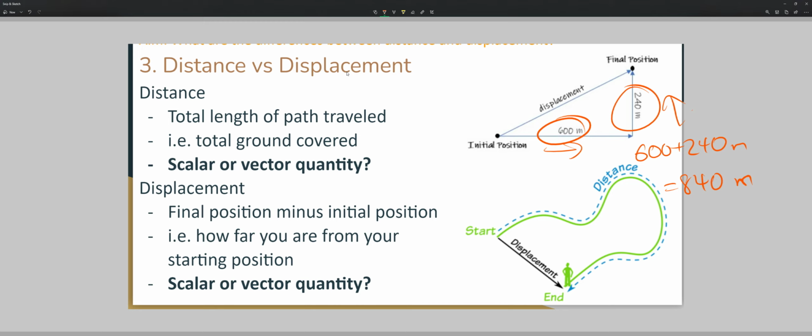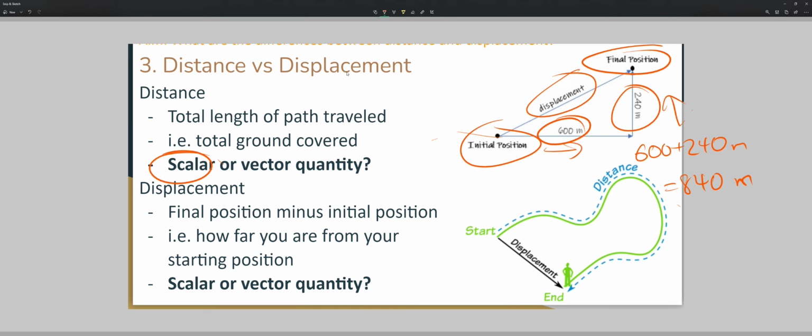Alternatively, for displacement, you care where you are. Displacement is essentially your final position minus your initial position. Displacement is how far you are from your initial starting position. You don't care about the fact that you went east and then north. You just care about where you ended up. For distance, you care about just your total length traveled regardless of direction. Distance is a scalar quantity.